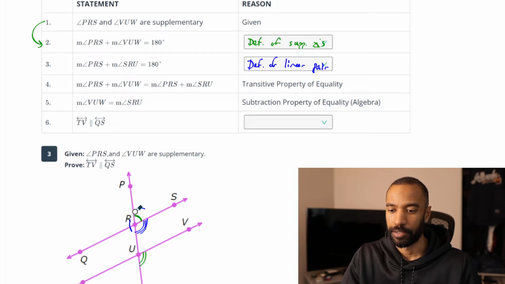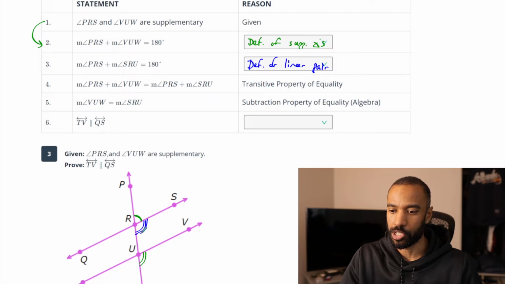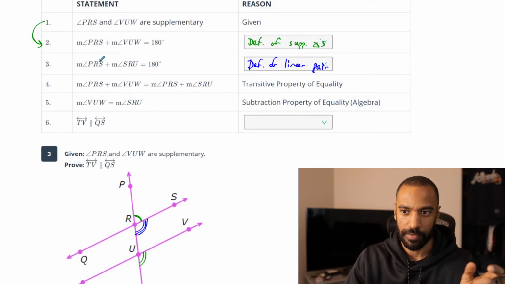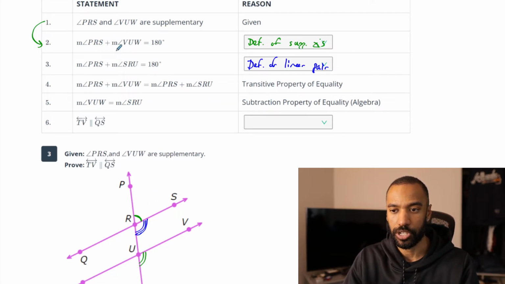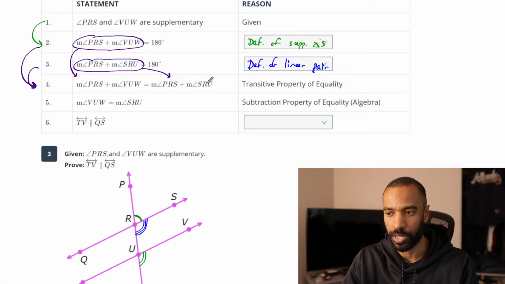Now, what's going to happen here? The next statement is the conjunction of statements 2 and 3. You can see that both expressions are equal to 180 degrees, so we can set these expressions equal to each other. We can set PRS plus VUW equal to PRS plus SRU because they both equal 180. That is two expressions equal to the same expression, so they are equal to each other. That is known as the transitive property of equality.